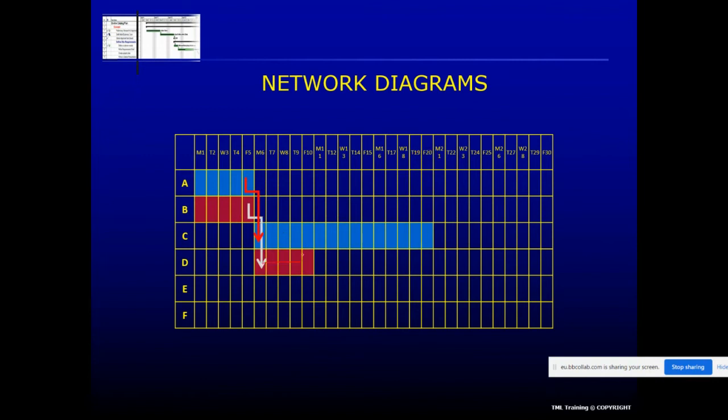D follows B and takes 5 days, so it takes us to day 10. E follows after D, okay? Sorry, not after D, it follows after B and takes 5 days. And then F must wait for D to be finished and C to be finished, which means it can't start here, it can only start here. And therefore it's a 10-day activity, it ends on day 30. So that's a Gantt chart view of what we've done so far.